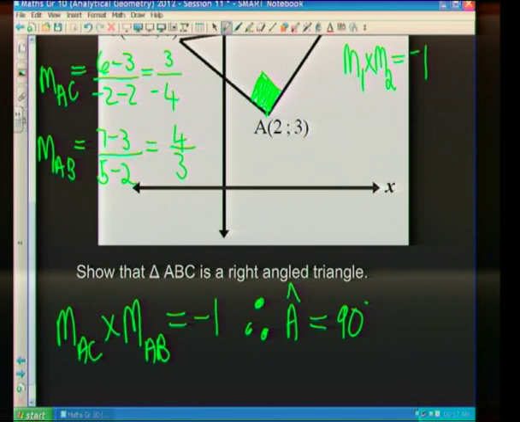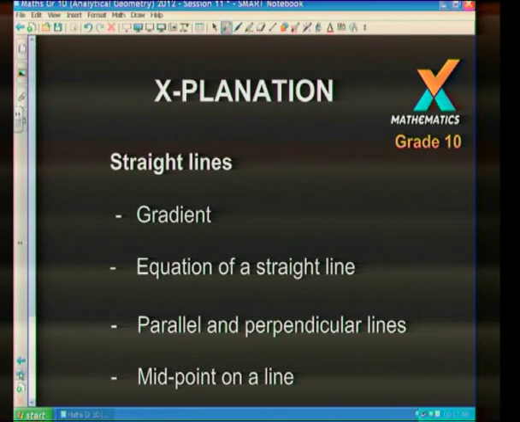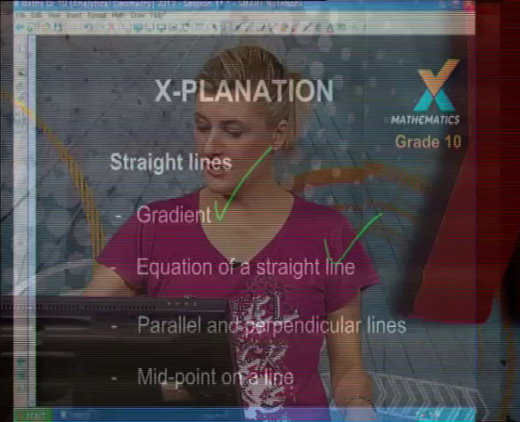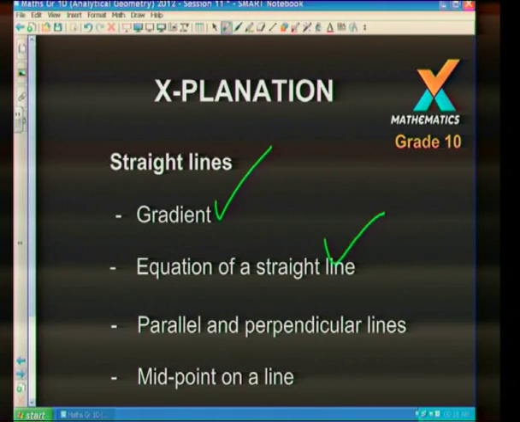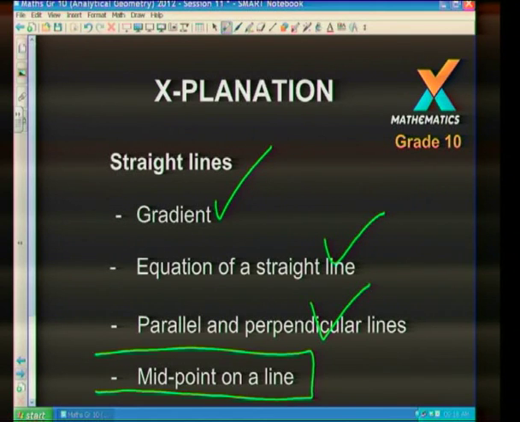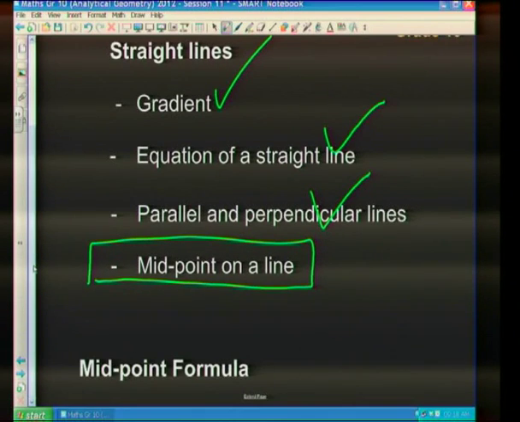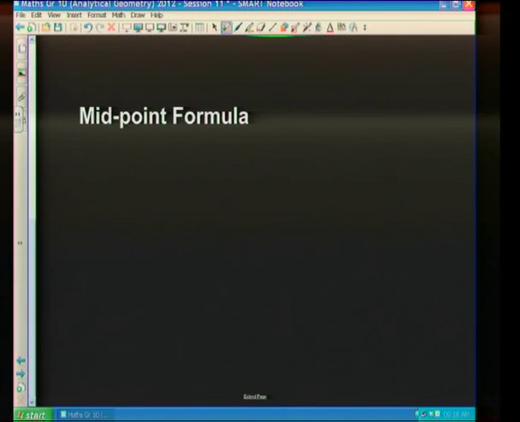Right, let's have a look at what to do next. We've now spoken about gradient of a line, equations of a straight line, parallel and perpendicular lines. There's one more thing that we need to discuss, and that is the midpoint on a line. Now, this, as far as I'm concerned, is possibly the easiest analytical formula of them all. So let's do an example.